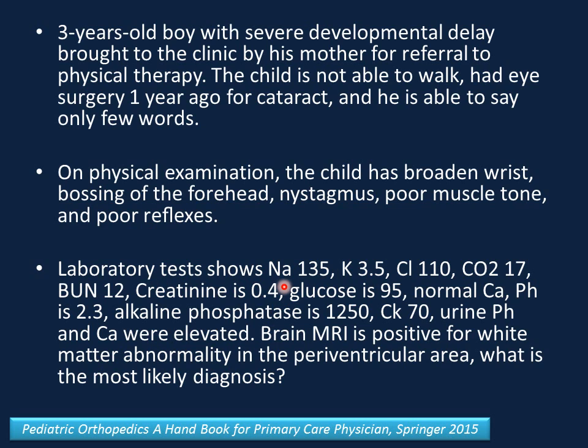Laboratory evaluation showed normal sodium, normal potassium, chloride slightly elevated, the bicarb is 17, which is low, the BUN is 12, creatinine is 0.4, glucose is 95, normal calcium, but the phosphorus is very low, 2.3, and the alkaline phosphatase is very elevated, 1250, and the CK is normal, and the urine phosphorus and calcium were elevated. MRI was done for this patient, and it was positive for white matter abnormalities in the periventricular area. So what is the most likely diagnosis in this case?